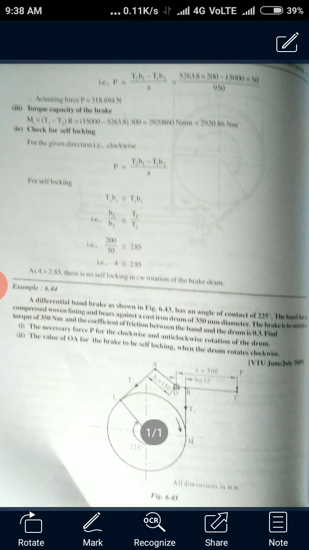So this way you should be able to calculate the differential band brake equations. So just go through these two problems. If you have any doubts, just make a call. So understand and try to solve this problem. Okay, thank you.